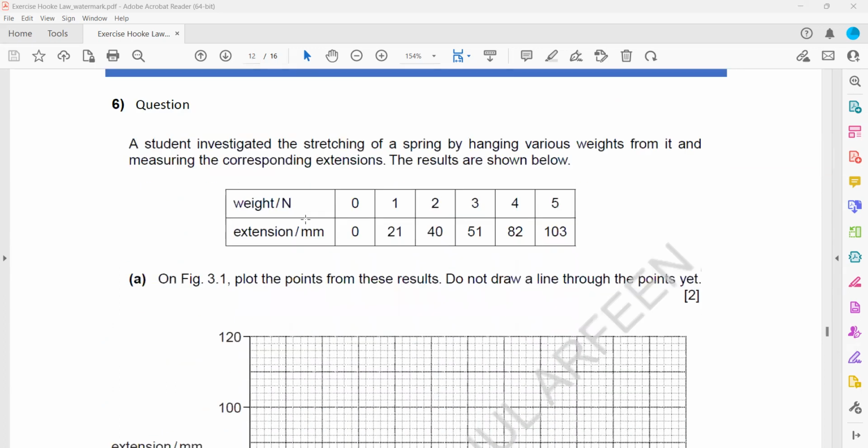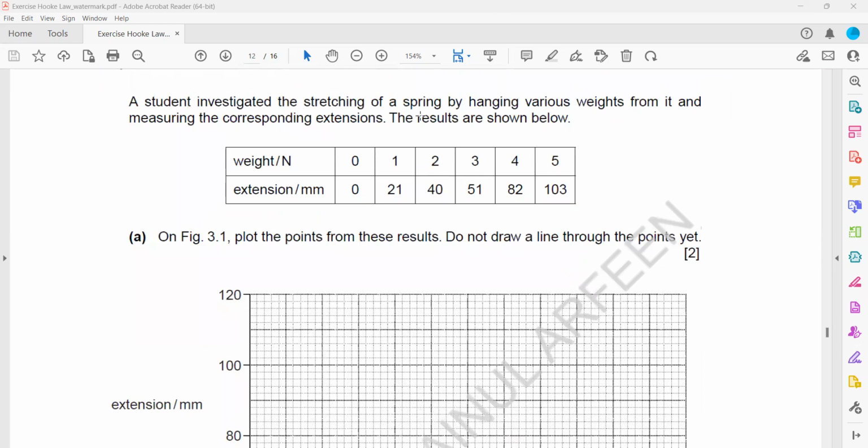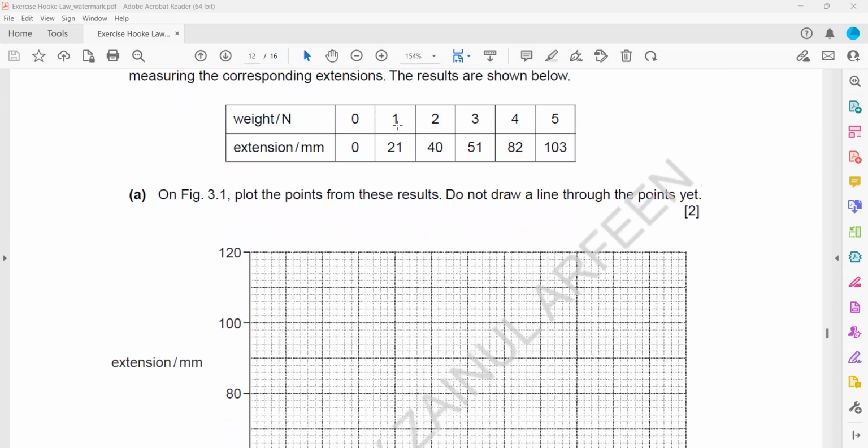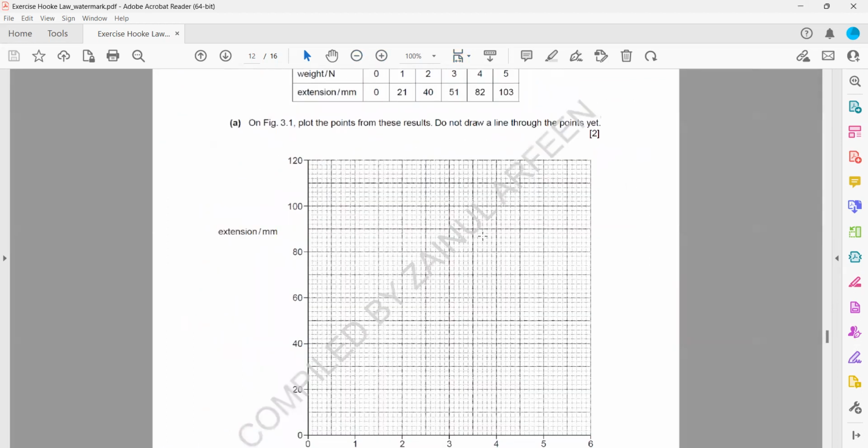Then a student investigated the stretching of a spring by hanging various weights from it and measuring the corresponding extensions. The results are shown in figure 3.1. Plot the points for these results. Do not draw a line through the points yet. So first thing, you just have to plot the results, like it is 1 and 4.